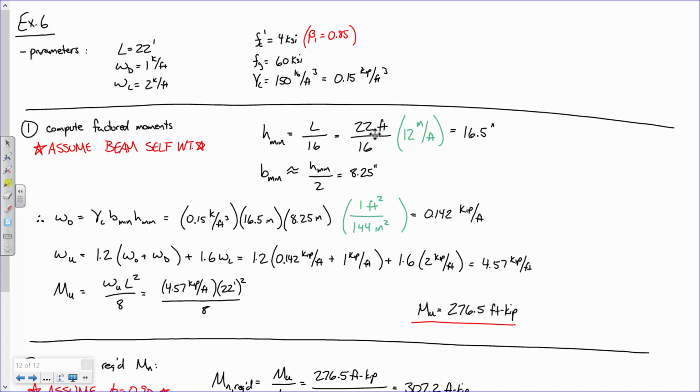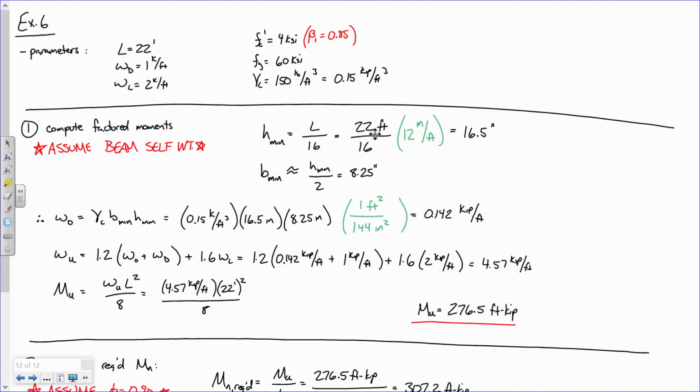Now step 1 is to compute the factored moments on the beam. Step 1 is a little hefty because it involves structural analysis. Okay? Now I want everybody to pay attention to this because this is kind of important. This beam is simply supported and it has a uniformly distributed load. You're going to have homework problems that have different loadings. For instance, a simply supported beam with a point load right in the middle.